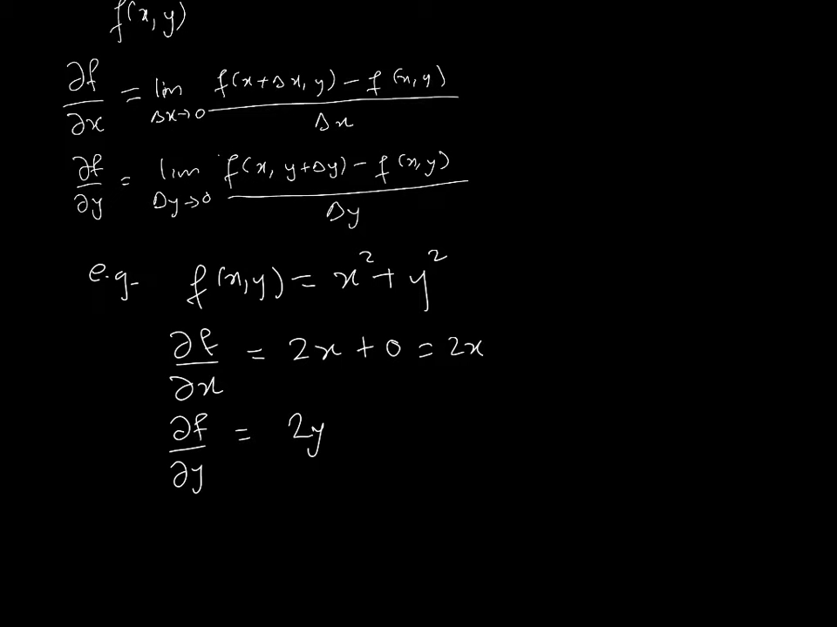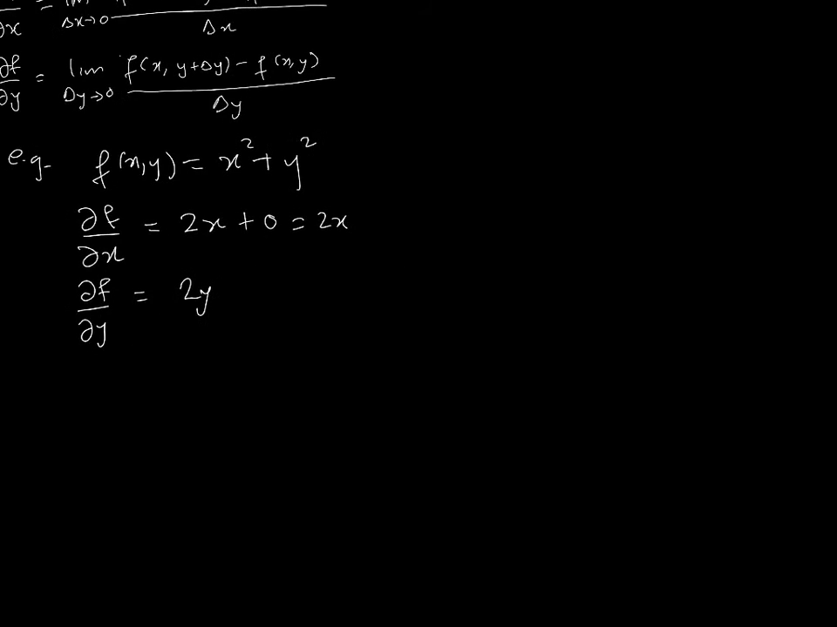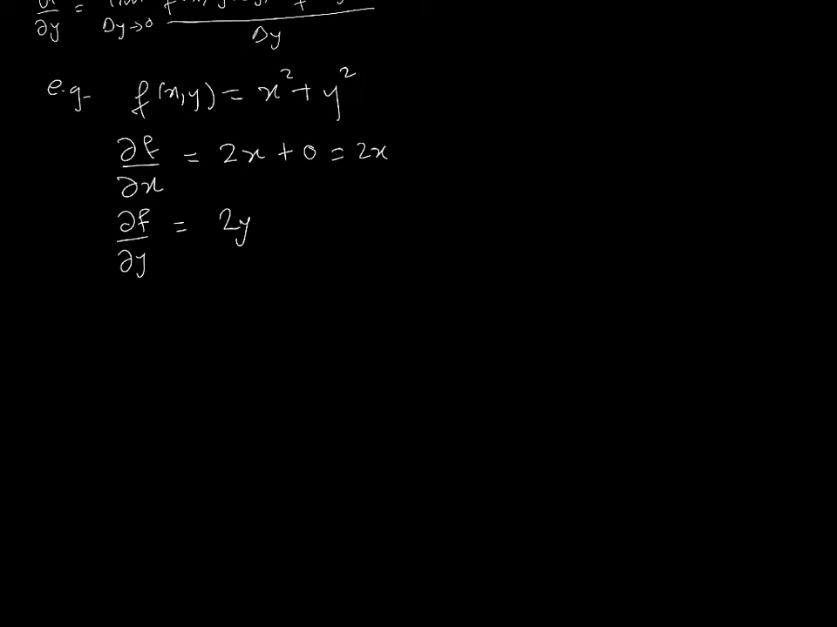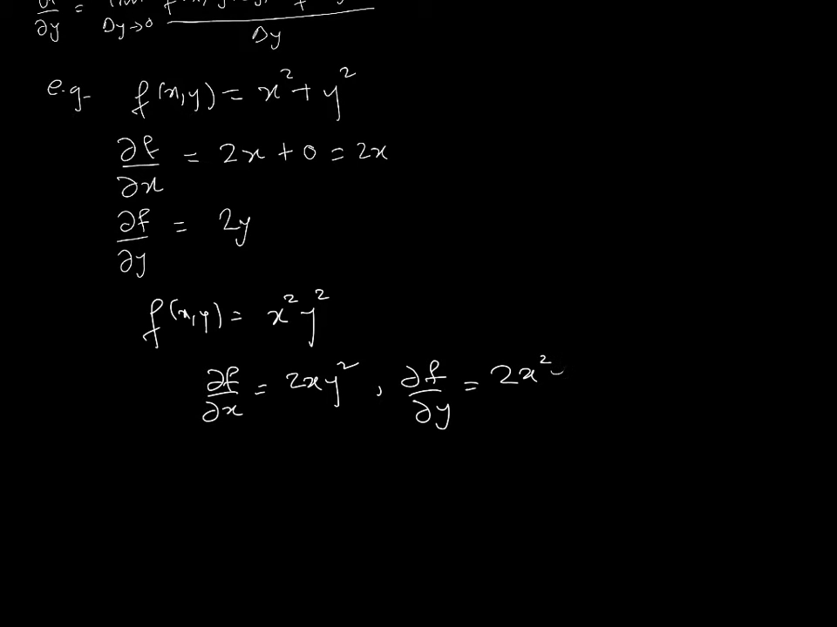Let's look at something slightly more interesting. Let's start mixing these up a little bit. For instance, f of x y equals x squared y squared. Then partial f by x is equal to 2xy squared, and partial f by y is equal to 2x squared y.